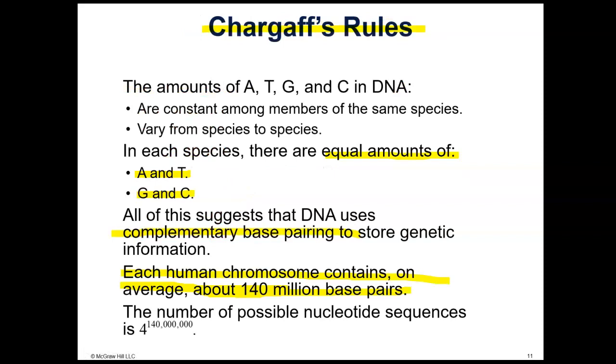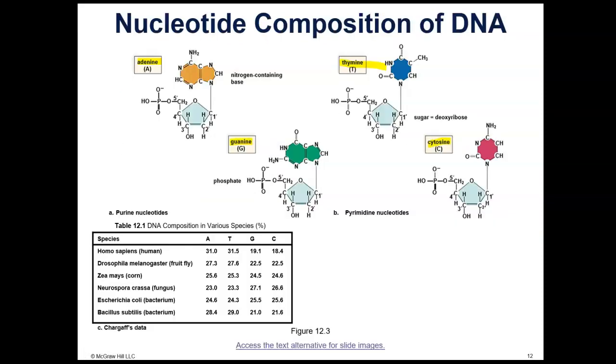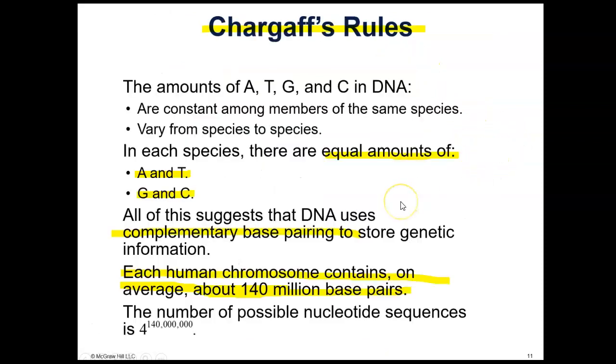Now, the difference between a purine and a pyrimidine is that a purine has 2 rings. So adenine has 2 rings, guanine has 2 rings, as you can see in the picture, and a pyrimidine only has a single ring. So thymine is a single ring structure, and cytosine is a single ring structure.